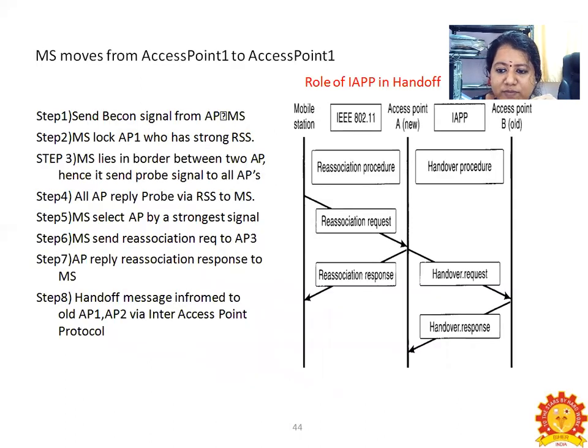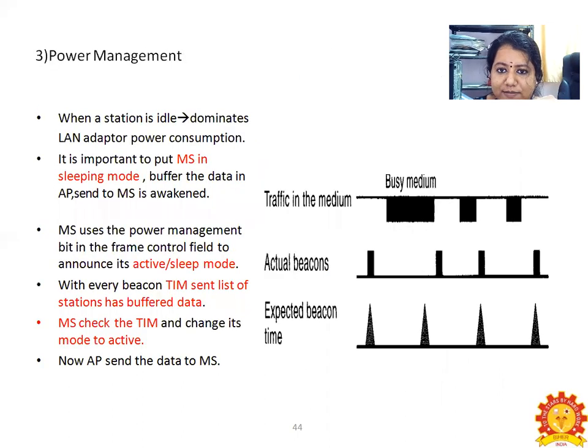Next here, the mobile station moves from access point to access point. It sends a beacon signal from AP to MS, whereas the MS logs the AP1 which has a strong RSS. Here the MS lies in the border between two APs, hence it sends the probe signal to all the APs. All the APs will reply to the probe via the RSS to the MS. The MS selects the AP by the strongest signal. The MS will send the reassociation request to the AP, whereas the AP replies with the association response to the MS. The handoff message is informed to the old AP1 and AP2 via the inter-access point protocol.